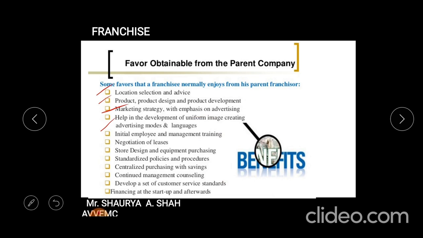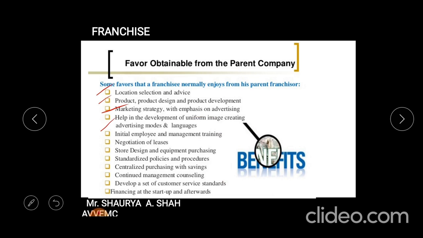So if you have seen the advertisement of Amul, right, the advertisement remains the same. The logo is there, again the slogan, the taste of India, right? So from the slogan only you come to know that it is the Amul brand. So this helps the franchisors also to gain more profit and to attract more customers.